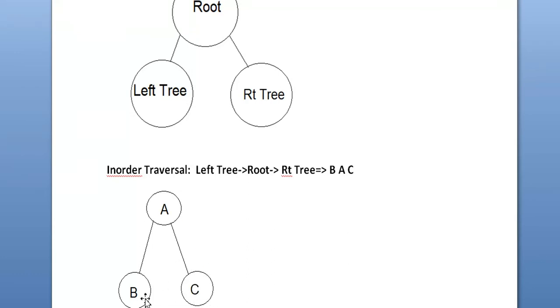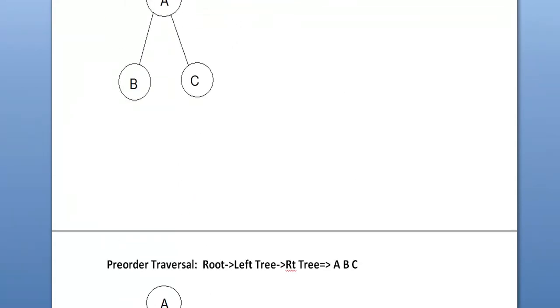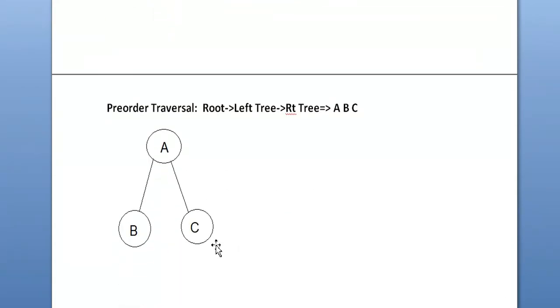For simplicity, we have considered only one node in the left subtree and the right subtree. So first the left subtree will be visited, that is B, then the root will be visited, that is A, and then the right subtree will be visited in recursive order, that is C. Similarly, when we go to the next order, that is pre-order traversal, what happens in this pre-order traversal?